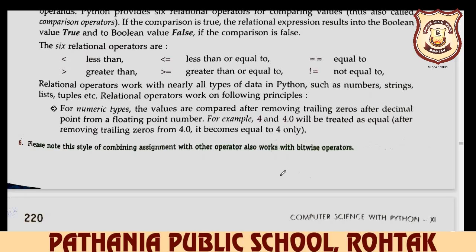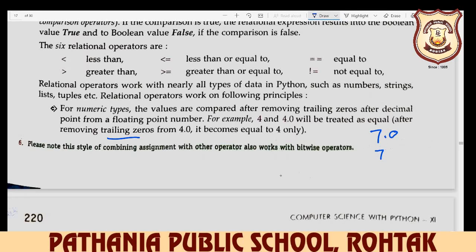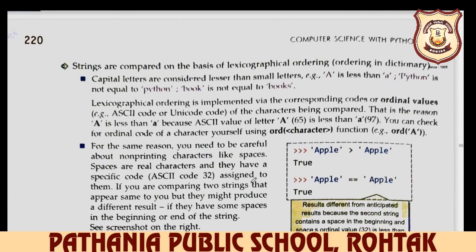What is the meaning of trailing zero? When you write down 7.0, it means only 7. When you write down 4.0, it means only 4. So that is for numbers. Strings are compared on the basis of lexicographical ordering, as in a dictionary. For example, first in the dictionary the words with letter a are there, then the words with letter b, and then the words with letter c.